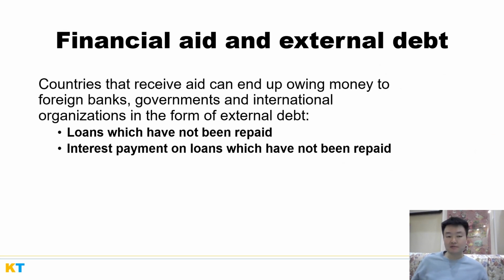And with that in mind, let's talk a little bit about financial aid and external debt. Countries that receive aid can end up owing money to foreign banks, governments, and international organizations in the form of external debt. And this comes in two forms. One, loans which have not been repaid, and two, interest payments on those loans which have not been repaid. Both these payments are non-productive ways of spending money if we're defining productive ways of spending money as things that increase the long-term productivity and welfare of our own country.